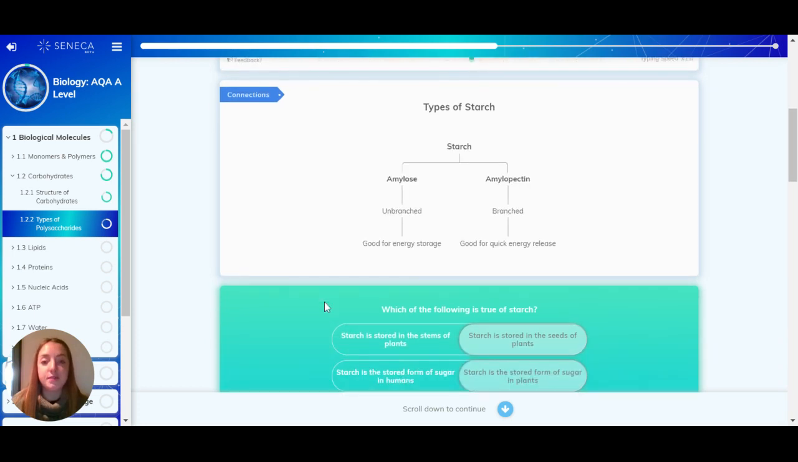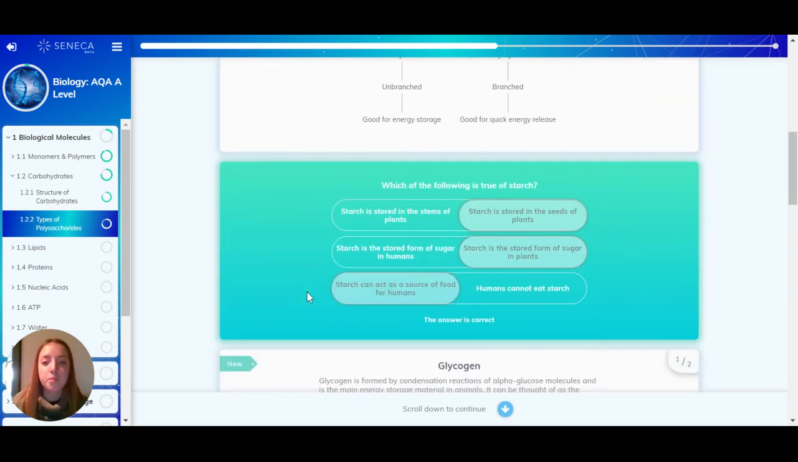You get a few types of starch. So you can get amylose, which is unbranched and is good for energy storage. And you have amylopectin, and this is a branched structure and it's good for quick energy release. So the amylose form of starch is unbranched, whereas amylopectin is branched. And amylose is used for energy storage, and amylopectin is good for quick energy release.